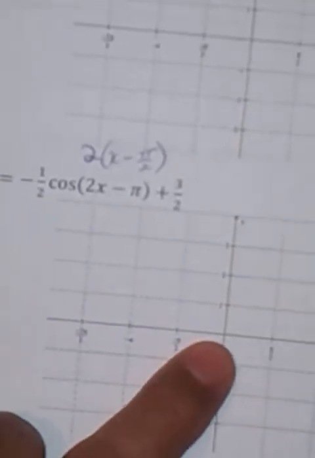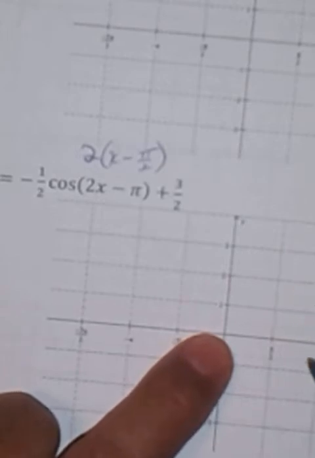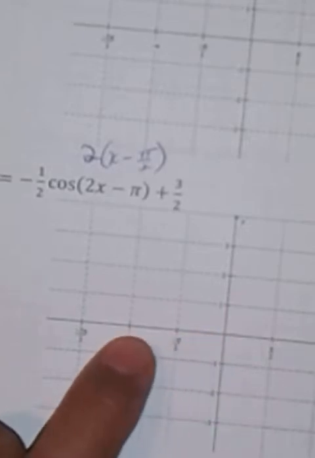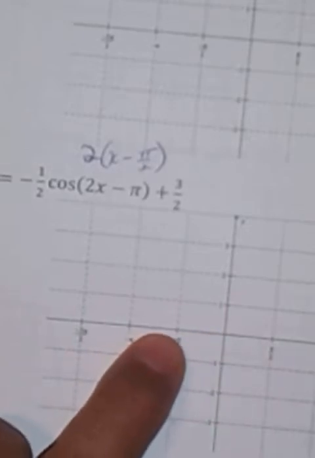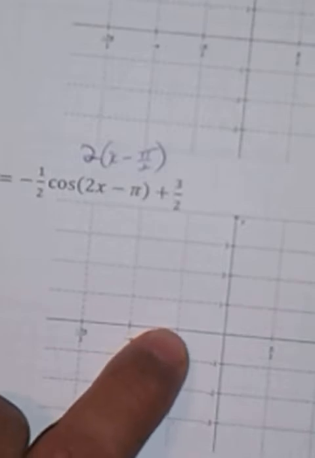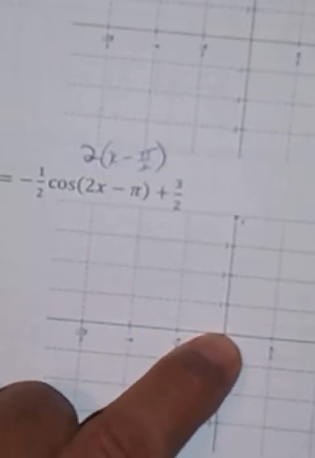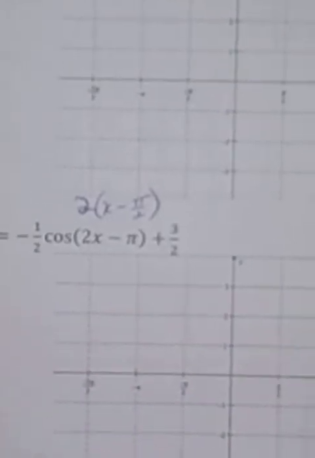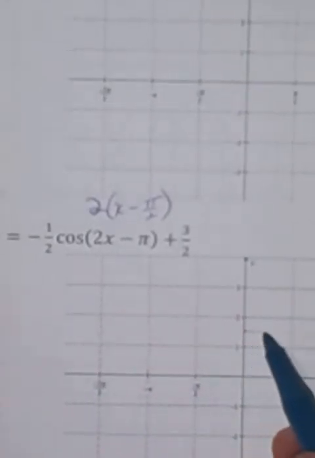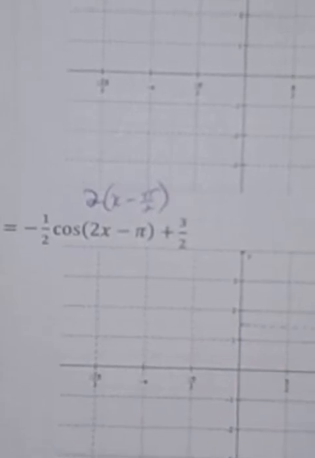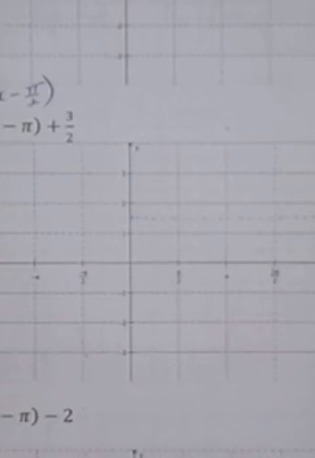Okay, so first, if I were to consider the cosine, it goes from 0 to 2 pi. Now, this is going to shift pi over 2 to the right, and it's going to shift up by 3 halves. So my x-axis is really at y equals 3 halves, right? My x-axis got shifted up that way.